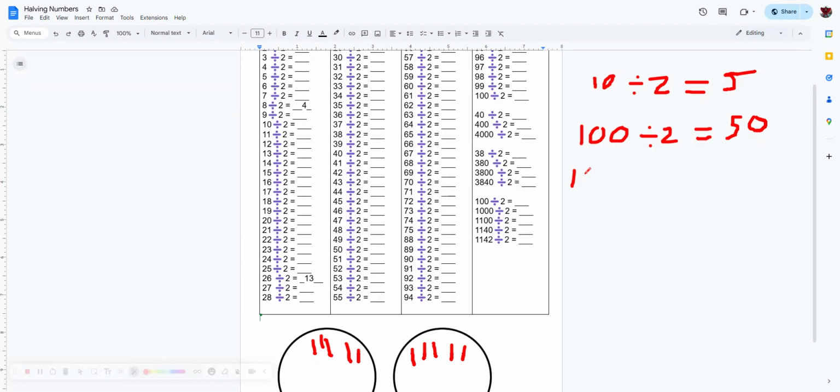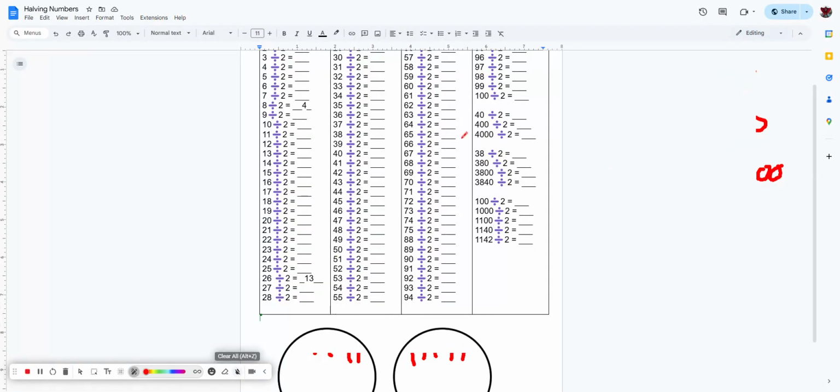What if I had 1,000? Well, what did I do there? I added another 0 to it. So what do I do with my answer here? I add another 0 to it. Half of 1,000 is 500. Okay, so that's a pattern I'm hoping we can see and exploit when we're doing these questions here.